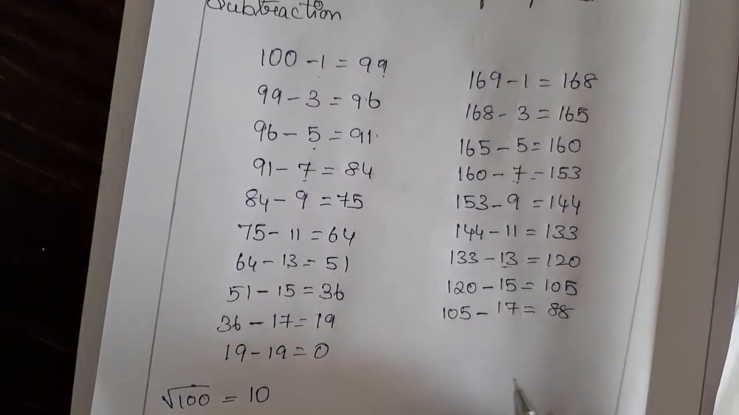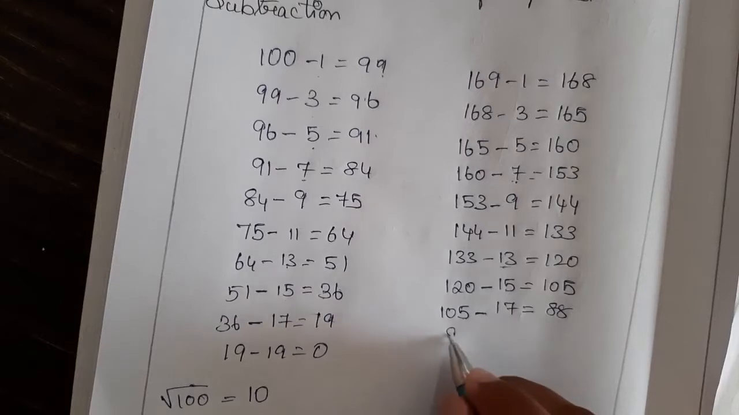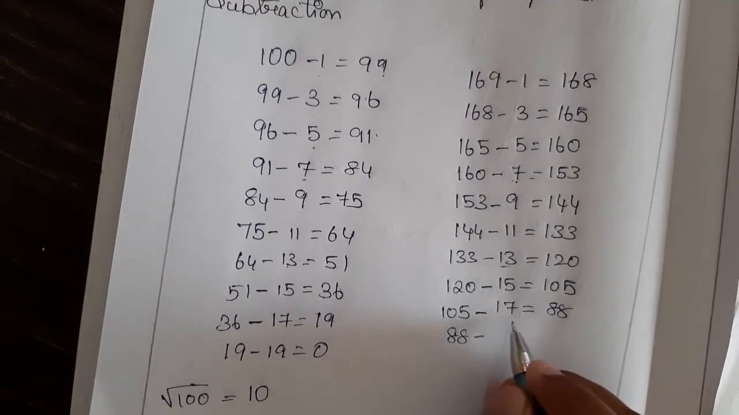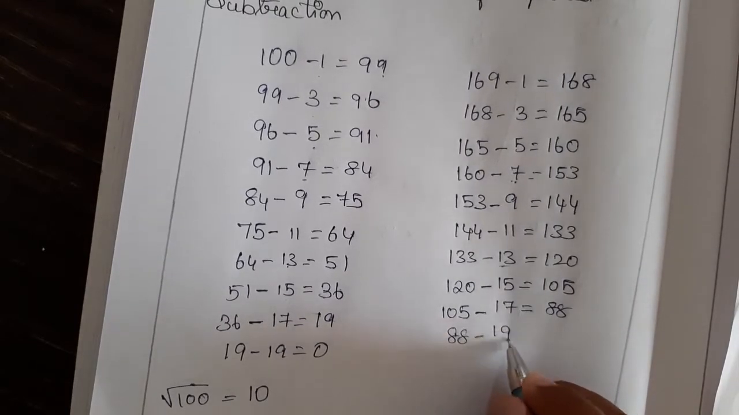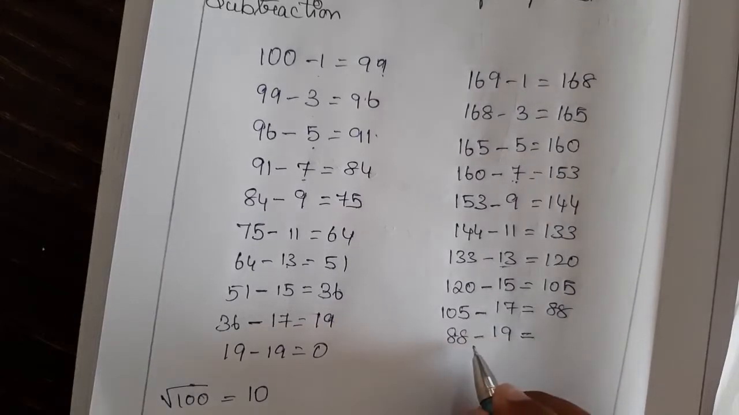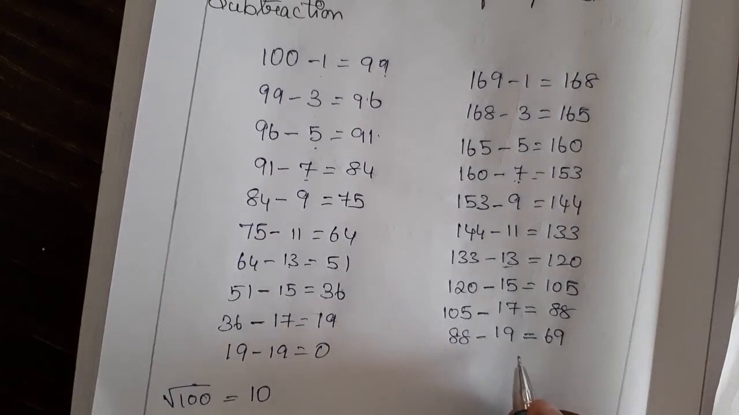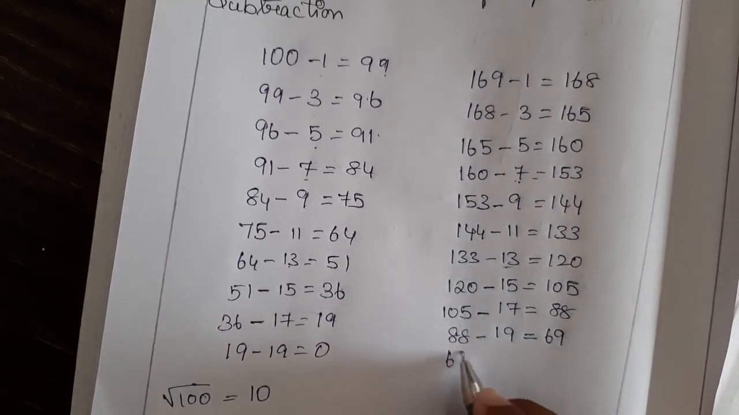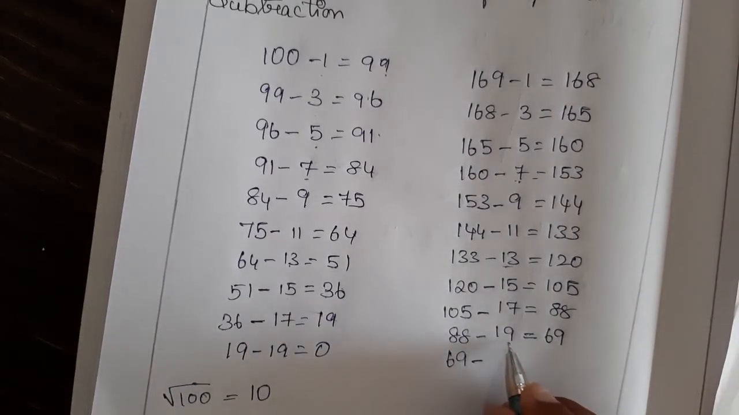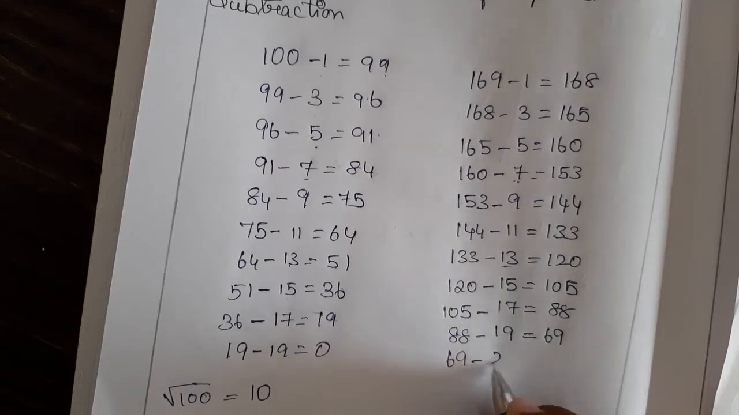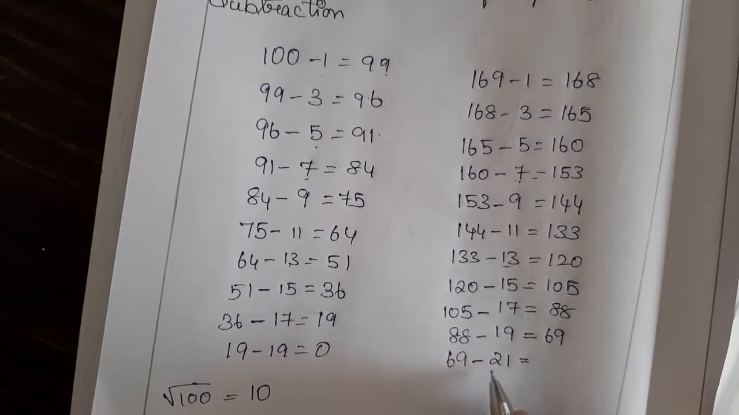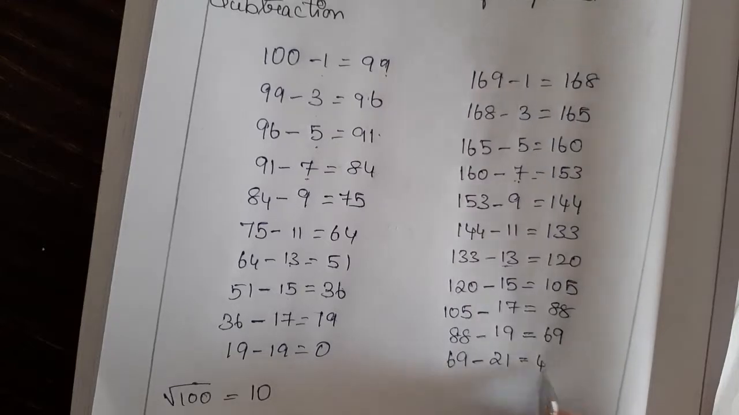I think we will go a little longer also. So 88 minus the next after 17, which is 19. So 88 minus 19 is 69, right? And 69 minus the next after 19, which is 21. So 69 minus 21 is 48.